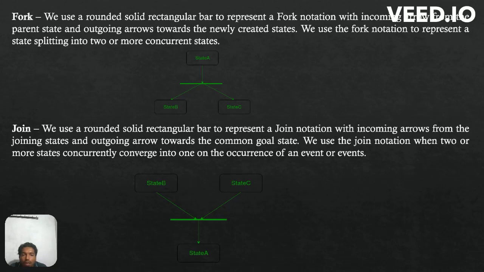We use the fork notation to represent a state splitting into two or more concurrent states. Join. We use a rounded solid rectangular bar to represent a join notation, with the incoming arrows from the joining states and an outgoing arrow towards the common goal state. We use a join notation when two or more states concurrently converge into one on the occurrence of an event or events.